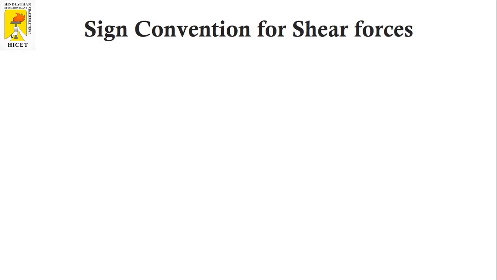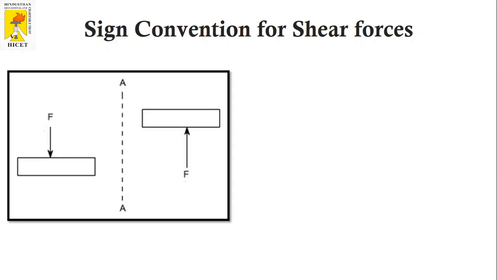Sign convention for the shear forces. So here we show the sign convention for the shear forces, whether shear force is considered as positive or negative. The first diagram shows the positive shear force. In this case, if the upward forces act on the right side of the beam and the downward forces act on the left side of the beam, it will be considered as a positive shear force.